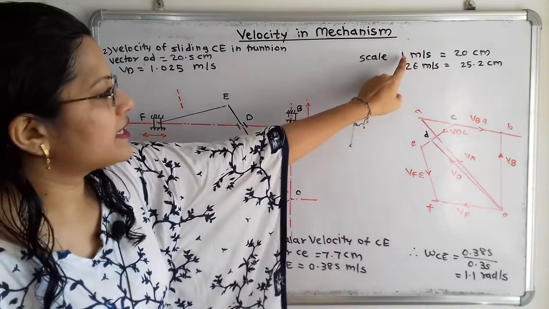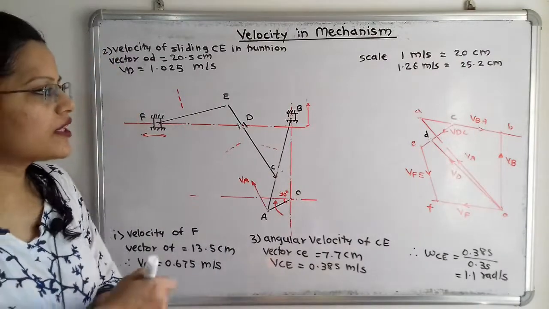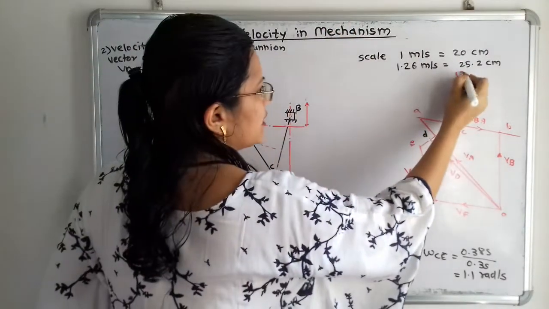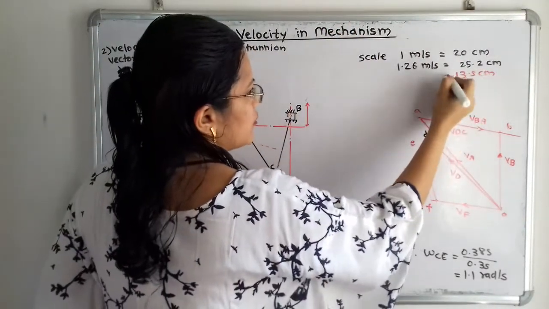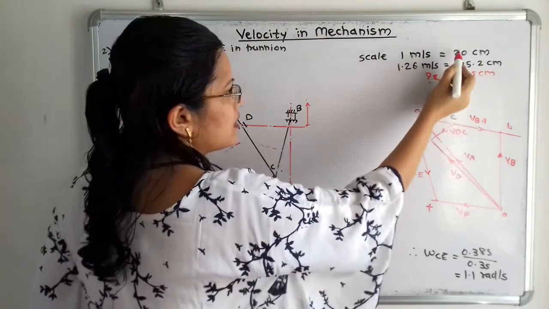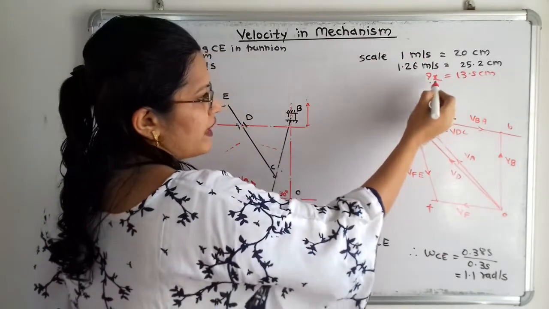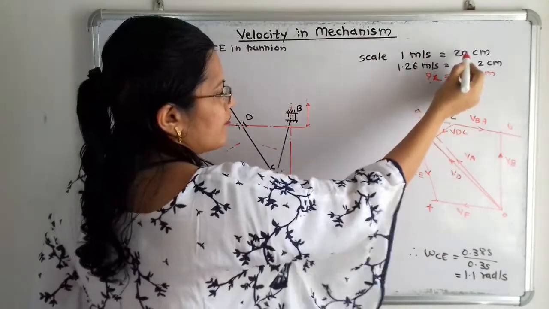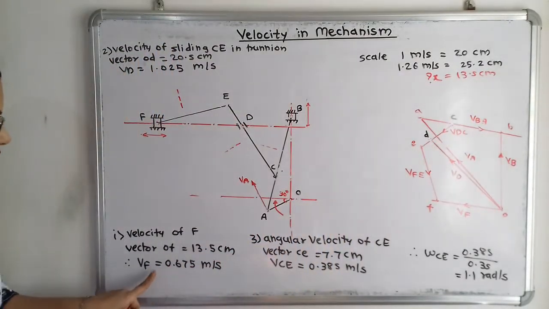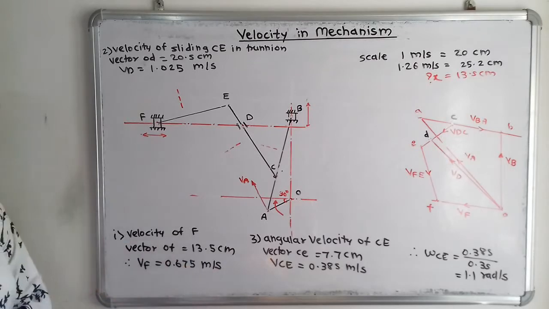So here scale is 1 meter per second is equal to 20 centimeter. So here for 13.5 centimeter, what is the velocity? So here is the question mark. So again we will make cross multiplication, that is 20x is equal to 1 into 13.5. Therefore x is equal to 13.5 divided by 20, which is equal to 0.675 meter per second. So this is the answer.